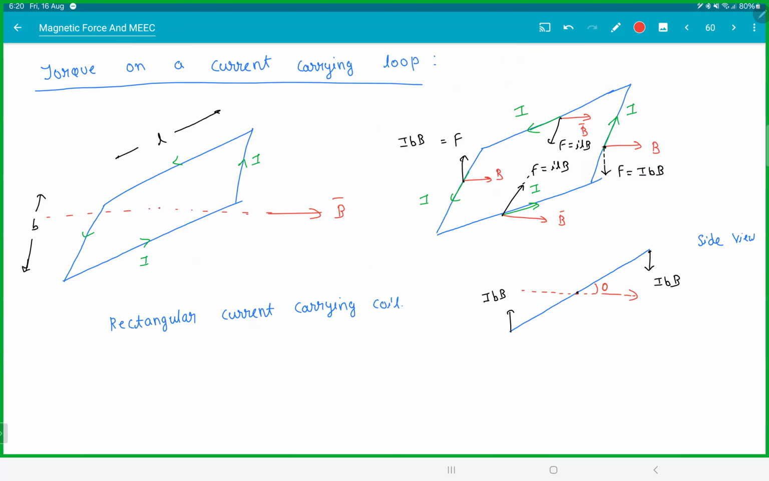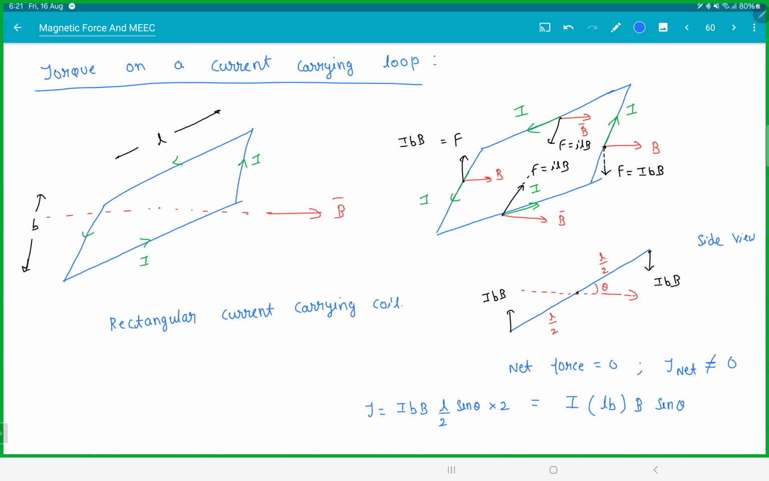So if you take this angle as theta, this length would be L by 2 and this length would be L by 2. So here the net force is 0, but torque is not 0. So if you calculate this, torque would be I into B into capital B, L by 2 sine theta into 2 times. So we get I into LB into capital B into sine theta.